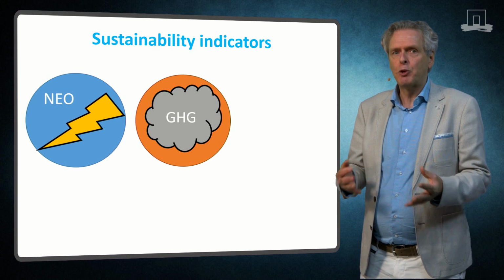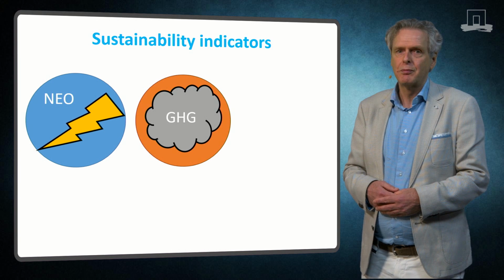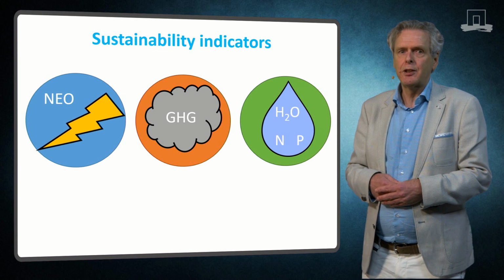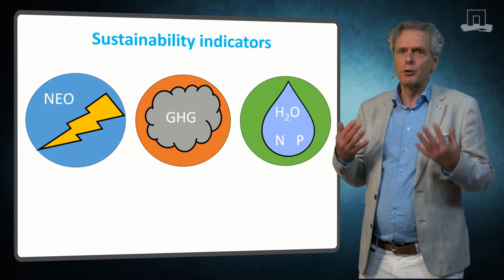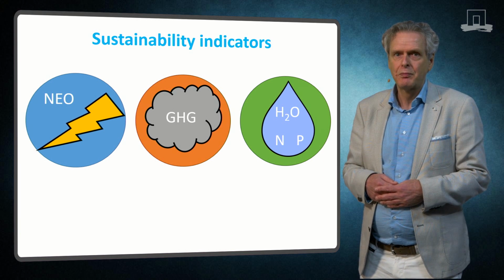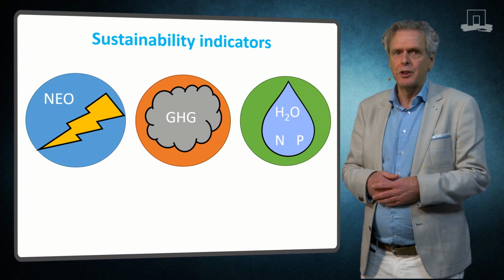Secondly, we have outputs and use efficiencies regarding greenhouse gases. A third group of indicators relate to inputs, outputs, and use efficiencies of nutrients and water. Nitrogen and phosphorus are the most important nutrients in this regard.